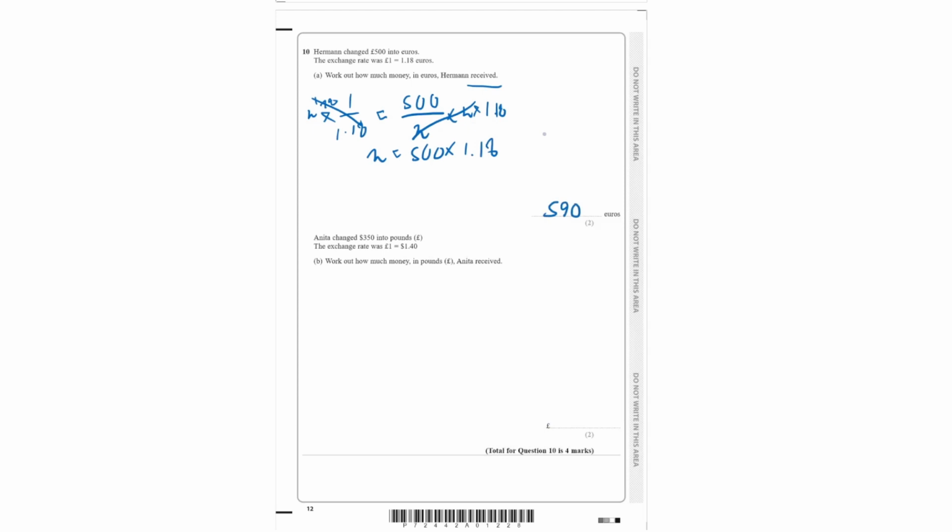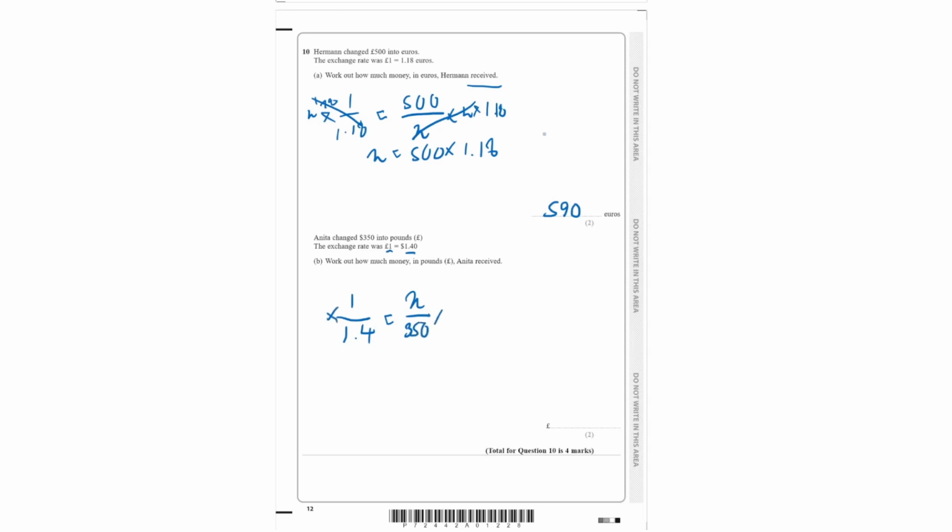590 euros. I need to change $350 into pounds. The exchange rate was 1 pound is to $1.40. Work out how much money in pounds Anita received. Okay, so we can see here that 1 pound is to $1.4. And she has here an unknown amount of pounds to $350.